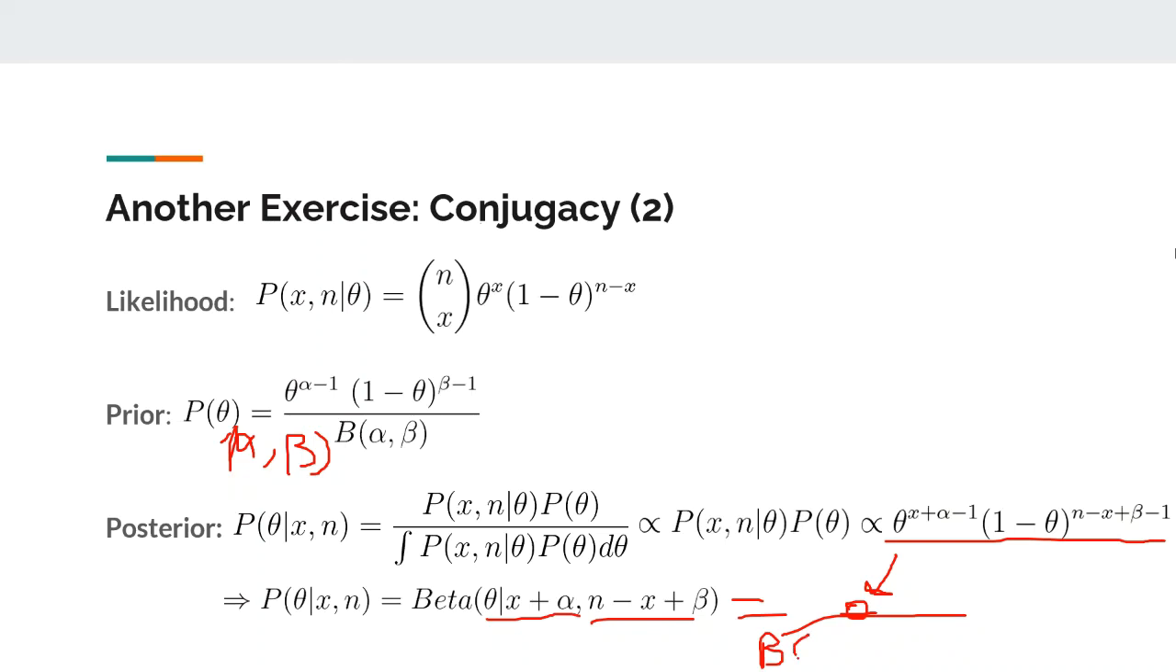Divided by the beta function of x plus alpha, n minus x plus beta. Yes, n over x. I am sorry. This is the complete posterior distribution. If we use this new alpha and new beta, now we want to find the marginal likelihood such that this part is this part times the terms we ignored before.